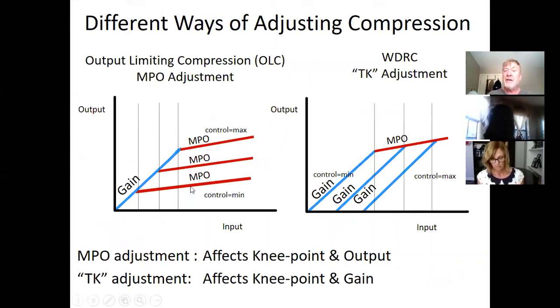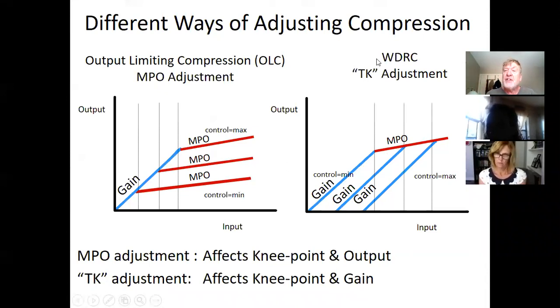Here is an MPO adjustment on output limiting compression on the left, and you, the clinician, are raising or lowering the maximum power output on the software to match the guy's UCL. Put it about 15 dB higher than the UCL. So this might be 110, maybe 115, 120, who knows, whatever.